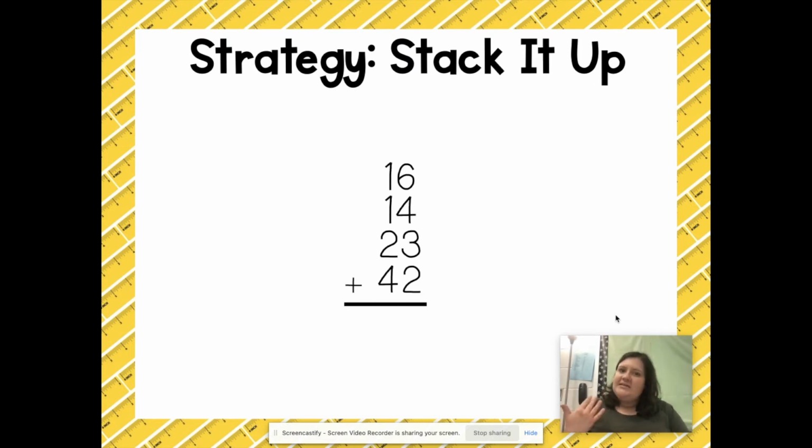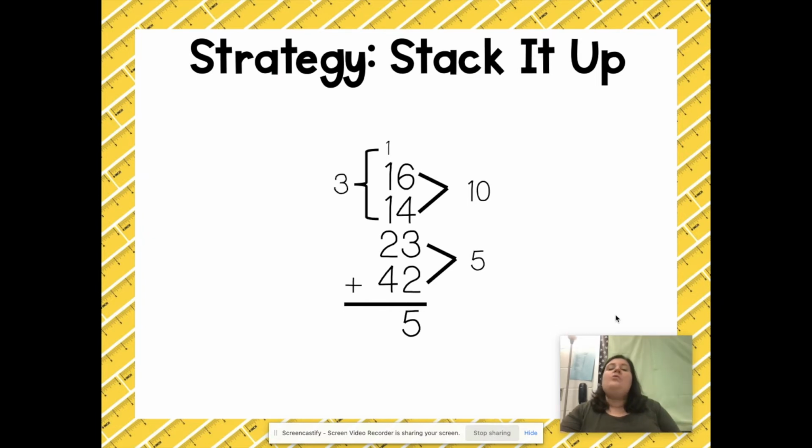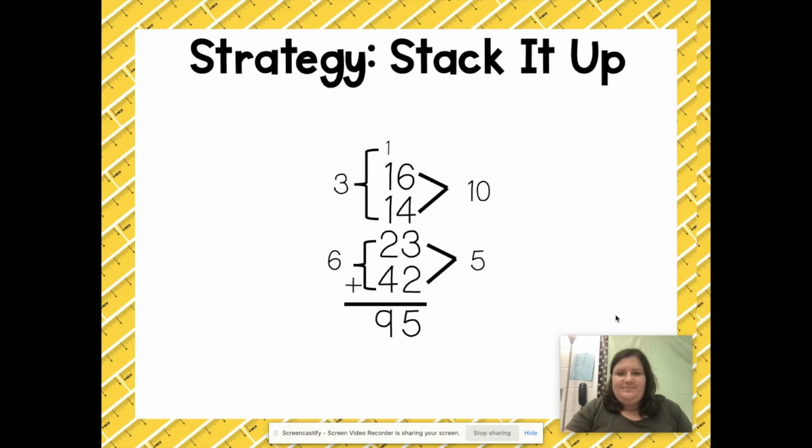Well, I know with the make a 10 strategy that 6 plus 4 is going to give me a 10. That means all I need to do is add 3 plus 2, which is going to be 5. So 10 plus 5 is going to be 15. But don't forget to carry that 10 up above the tens place. Now that I've added up my ones place, I'm going to add up my tens place. I know that 1 plus 1 plus 1 is going to be 3. 2 plus 4 is 6. So now all I need to do is add 3 plus 6, which will be 9. So that means 16 plus 14 plus 23 plus 42 equals 95.